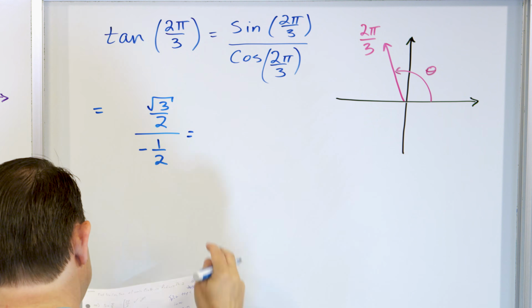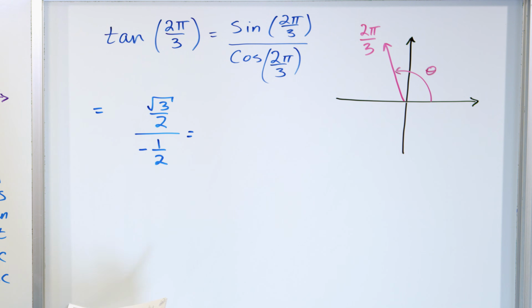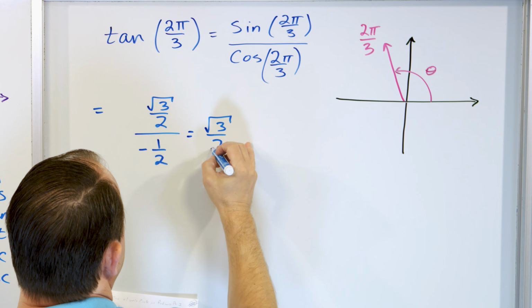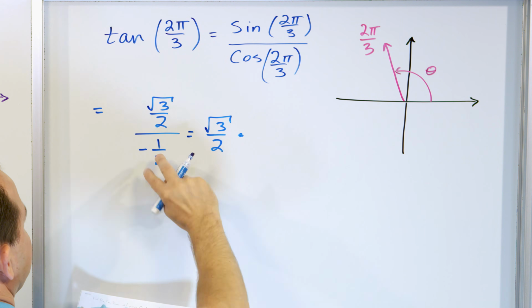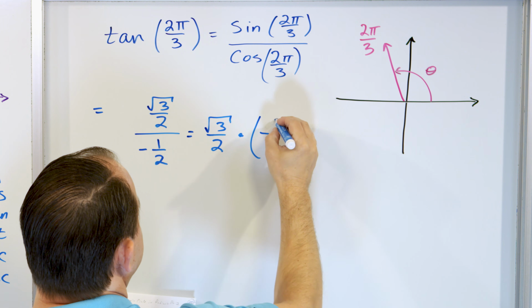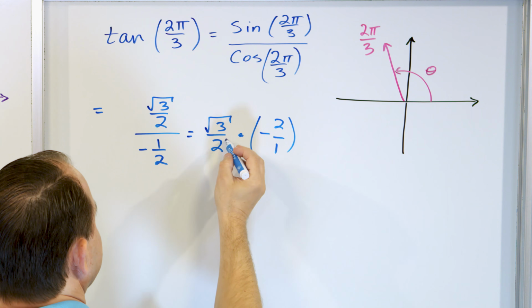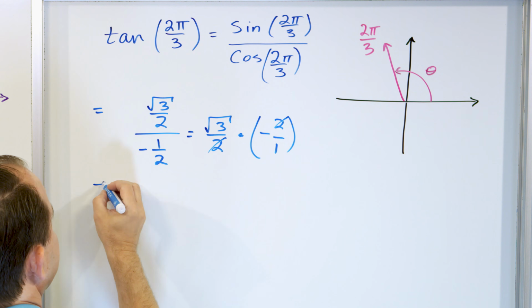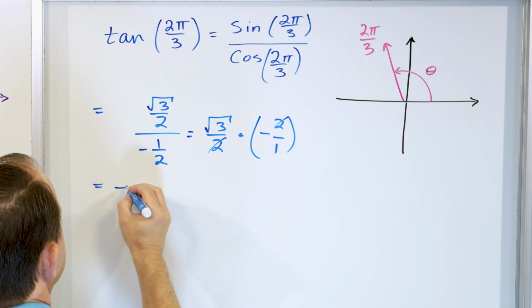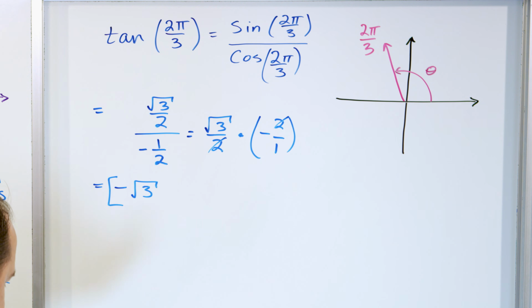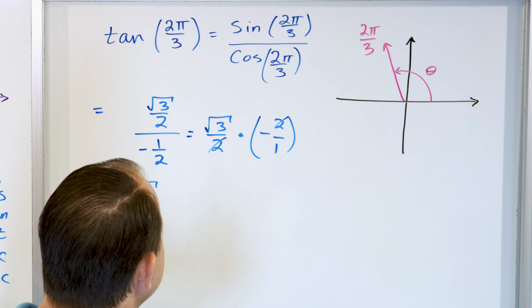So then what do we get? Let me just catch up to myself here. We have the square root of 3 over 2, and we're going to change this to multiplication, and flip -2 over 1. And then you see the 2's are going to cancel. I'll just strike through them right here. So what do we actually get? Negative times square root of 3. Let me just double check myself. Yeah, negative square root of 3. So the answer to the tangent of 2 pi over 3 is negative square root of 3.